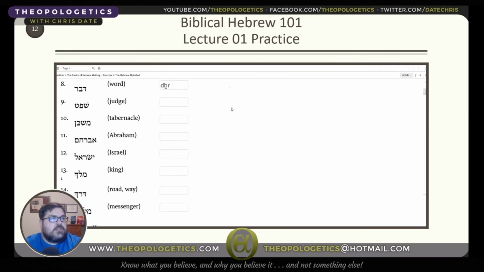The word shofet, meaning judge, has a sheen at the beginning, so again we need an S with a downward pointed caret. A pay that does not have a dagesh in it, so we need to put a line over the P, and the tet is the letter T with a dot under the T.